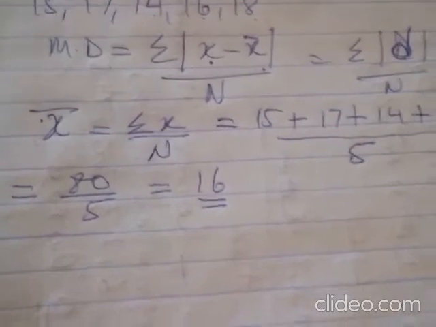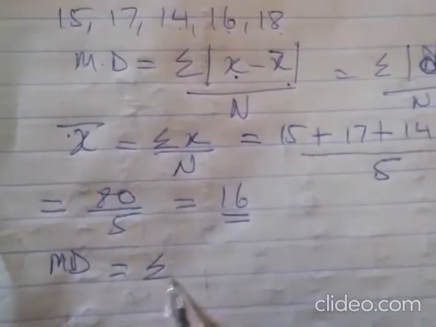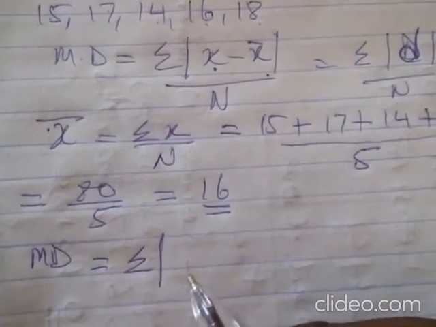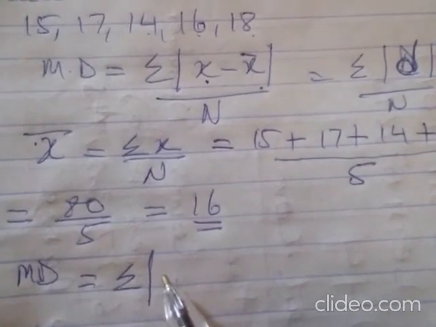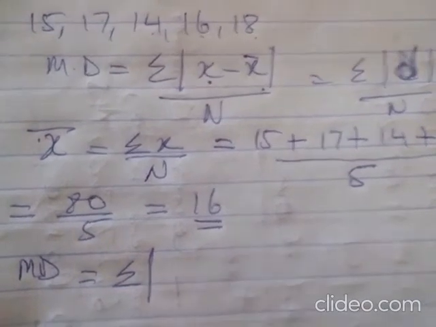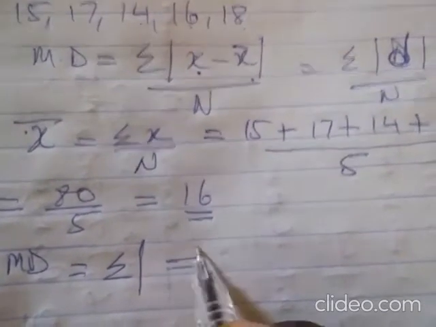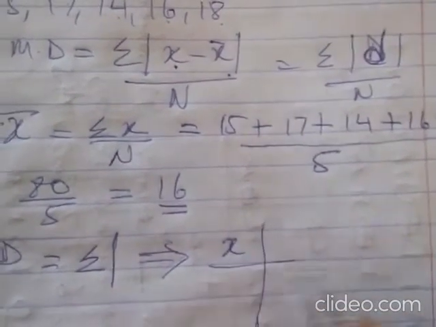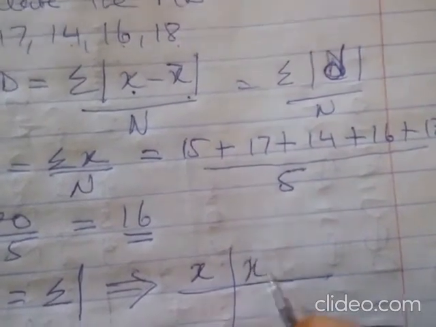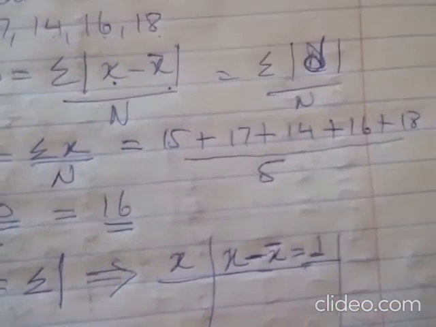Now that we've gotten our arithmetic mean, the next thing is to solve the equation. So mean deviation equals sigma modulus x minus arithmetic mean. What is our x? It's very simple. All you need to do is draw a table: x, and x minus arithmetic mean, which gives us our d.